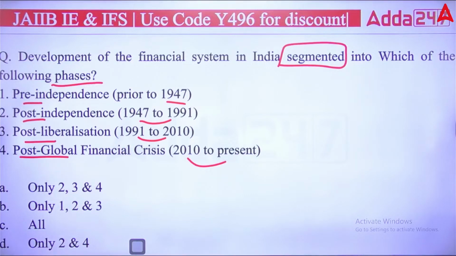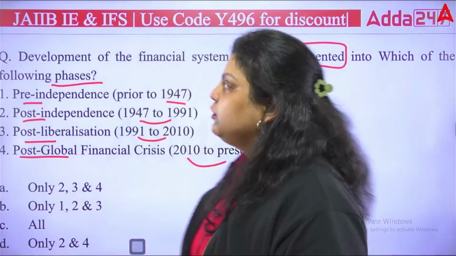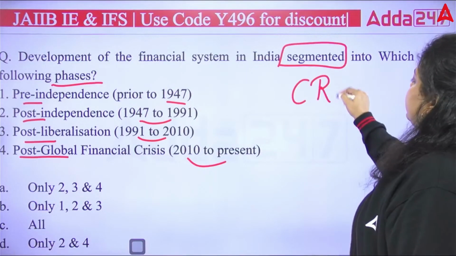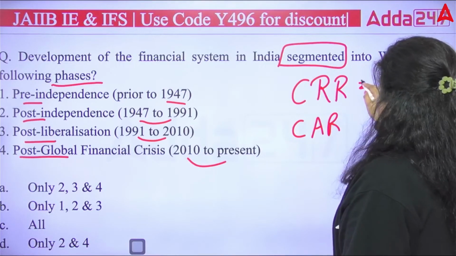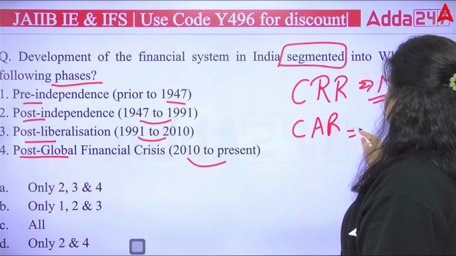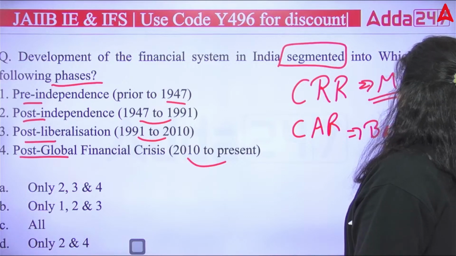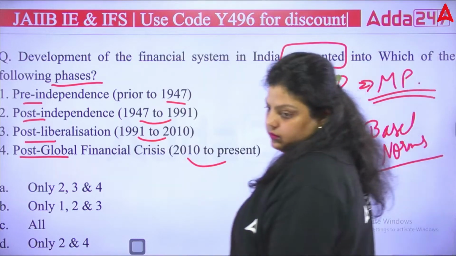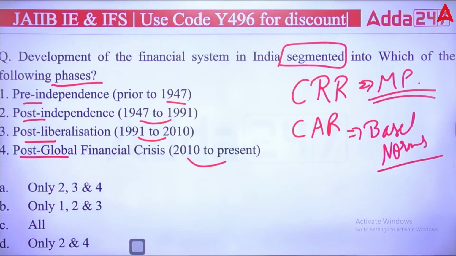No, it was not CRR, sir. It was the capital adequacy ratio. They both are different. Cash reserve ratio and capital adequacy ratio are different. CRR is a part of monetary policy's direct instruments, and CAR is a part of Basel norms. So they are different terms. It was a correct statement, right? The question you are asking about. So CAR and CRR both are different.